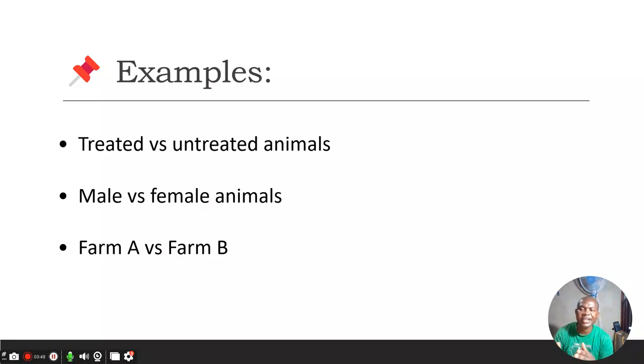So let's see a few examples of the independent sample t-test. We have treated versus untreated animals. We can also have male versus female animals. And we can also have farm A versus farm B.